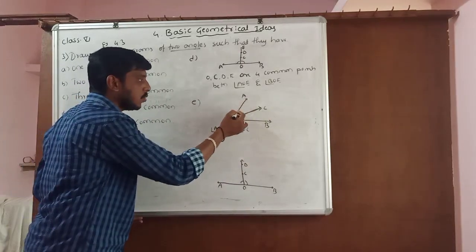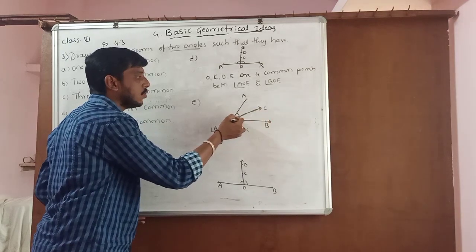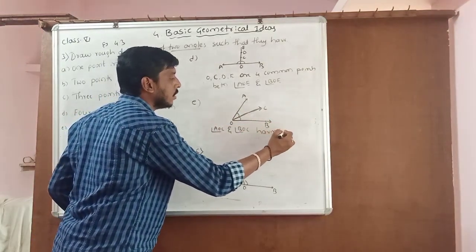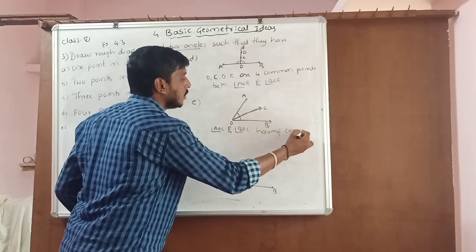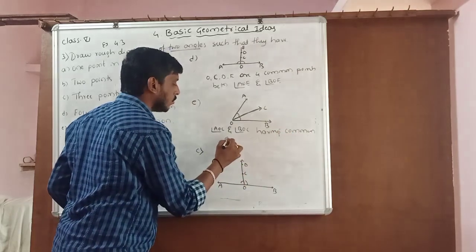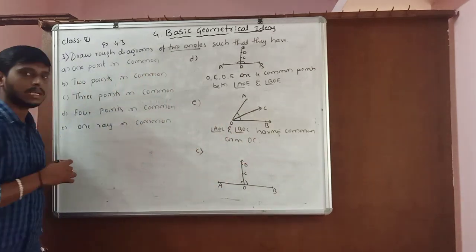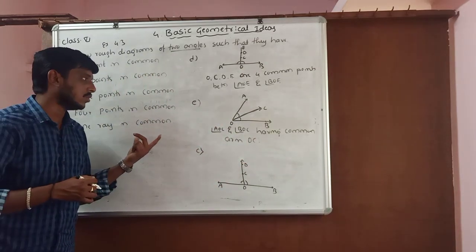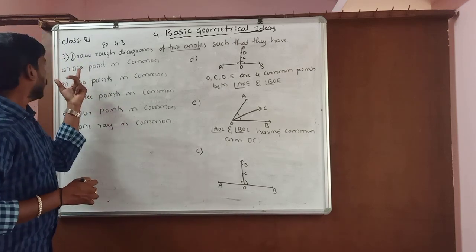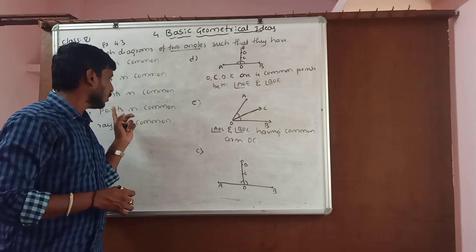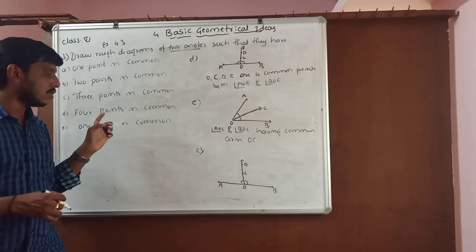Angle AOC and BOC have a common arm or common side. What is that? OC. That is the common arm, you can say common ray. So this is about the third question: draw one common point, like the 2 points, 3 points, 4 points, as well as one common ray.